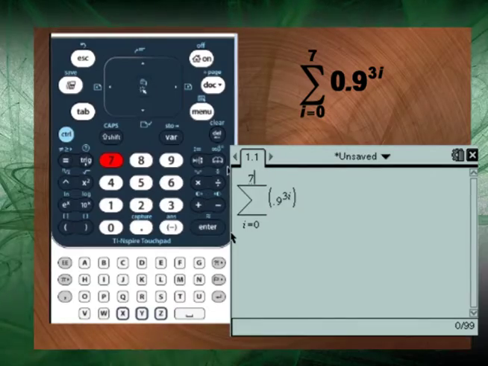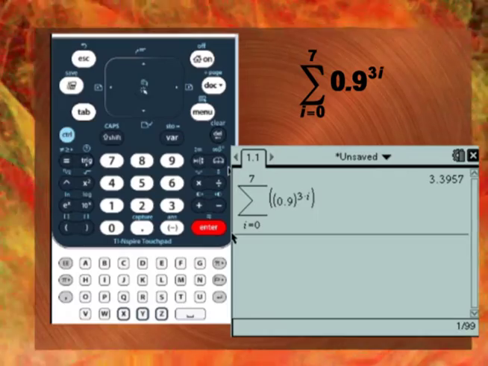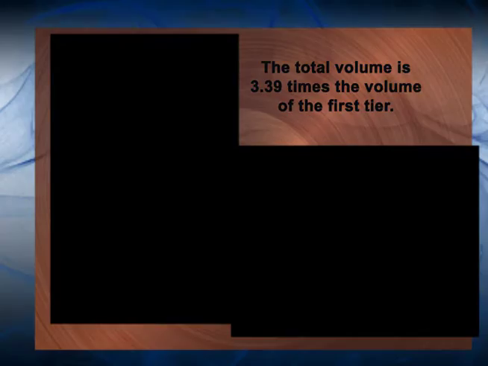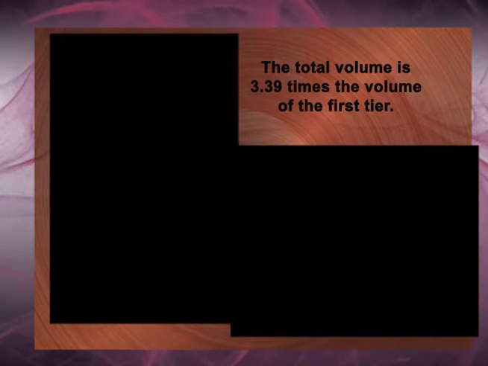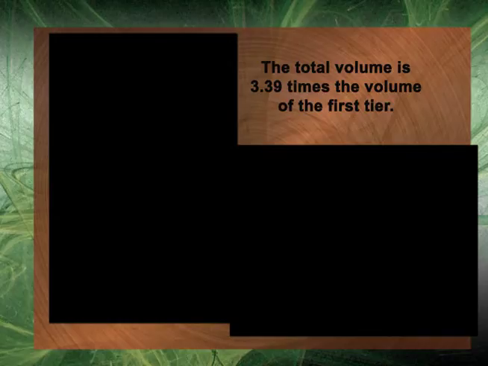Input the number 7. Press Enter to see the result of the calculation. Rounded to the nearest hundredth, the result is 3.39. So the total volume of the truncated pyramid is 3.39 times the volume of the first tier.